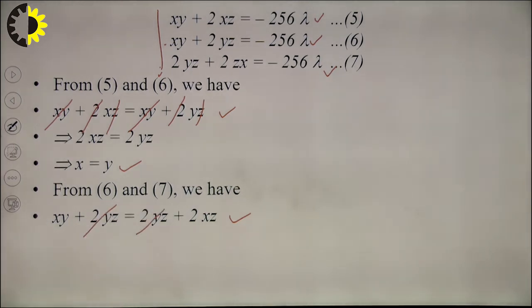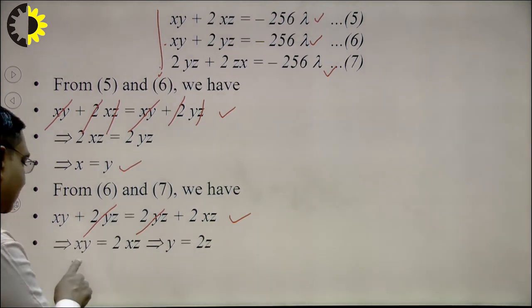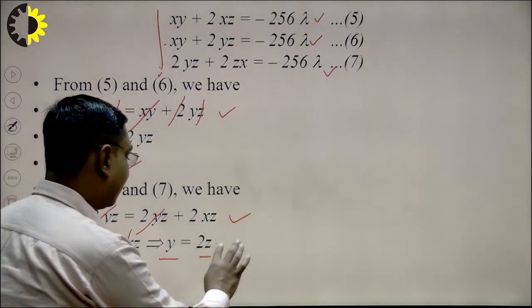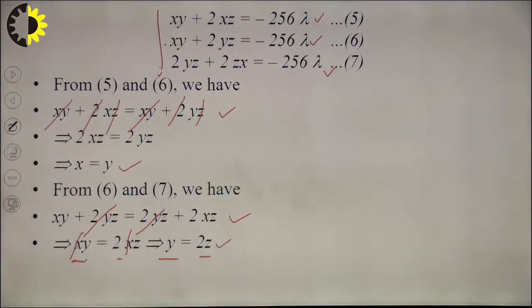These 2yz will cancel out. This xy and 2xz will give y equal to 2z, because x is the length of the box and length cannot be 0, and therefore we can cancel it, and so it will give y equal to 2z.